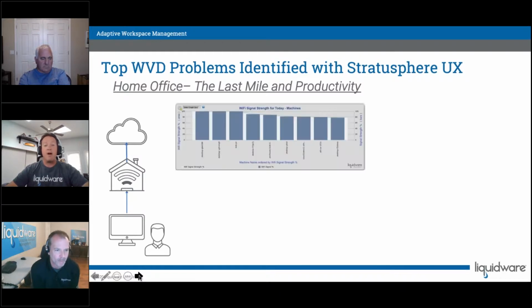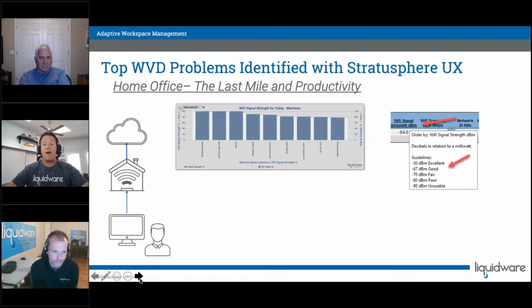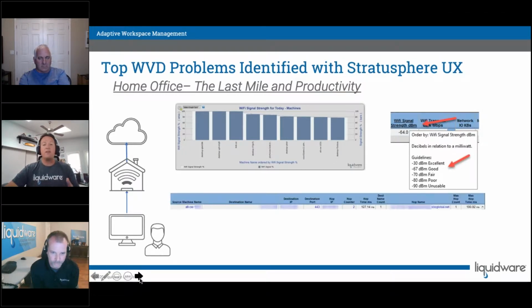We're able to come in now and tell you what's happening at that user's endpoint, what's happening with their Wi-Fi. We can tell you how strong their Wi-Fi signal is, how close their endpoint is to their Wi-Fi radio. And then we can even get in and give you information on their ISP. How many hops is it taking to get to their ISP? How long is it taking?